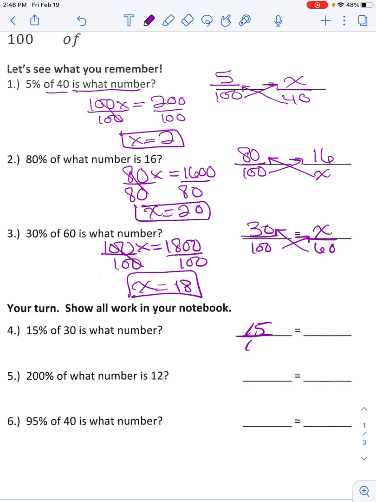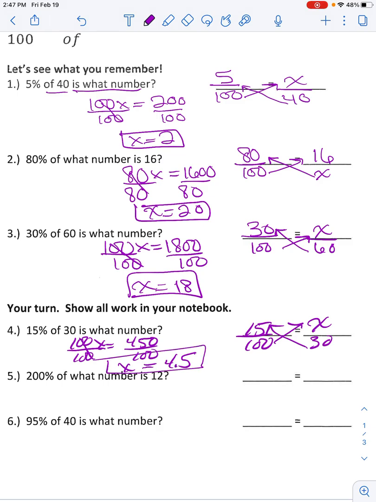Number 4, 15% of 30 is what number? Make sure you've got it set up correctly. When I cross products, I have 100x equals 450. Divide by 100. So x is 4.5.